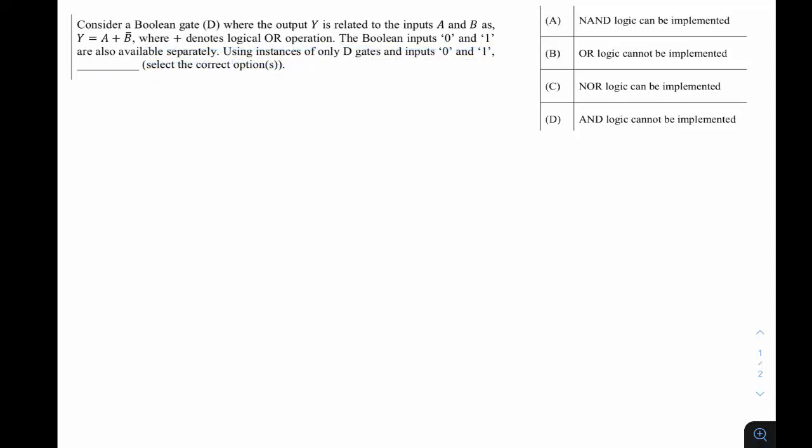If you see the options, like NAND gates can be implemented, or logic cannot be implemented, NOR can be implemented, and so on. So basically we have a gate D whose output is A plus B bar. We have to check, using this gate, which of the gates can be implemented and which cannot be implemented.